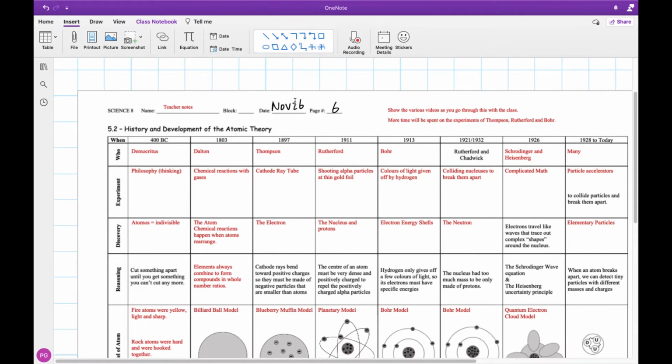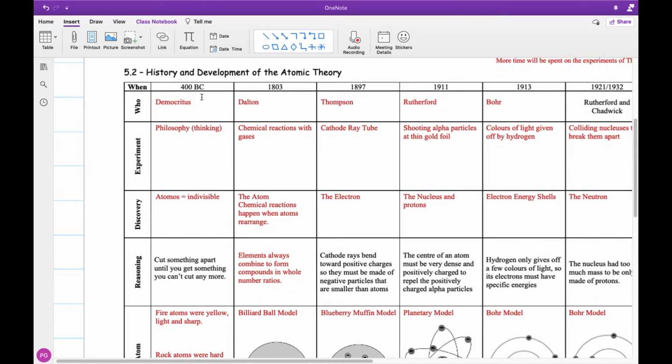Before we get started though, make sure you write down the date, and this is page number 6 of the notes for this unit. So starting all the way back in 400 BC, so that's over 2,000 years ago, there was a person named Democritus who was thinking a lot about what things were made out of. So what was the fundamental building blocks of the universe?